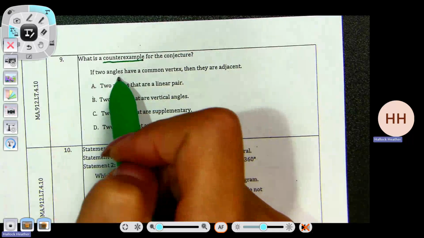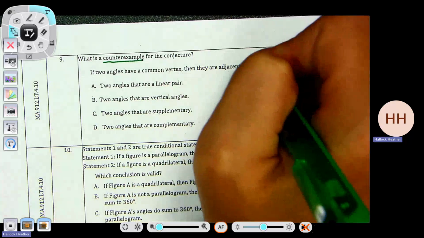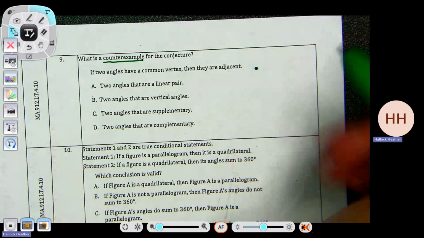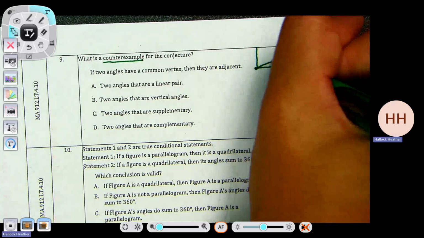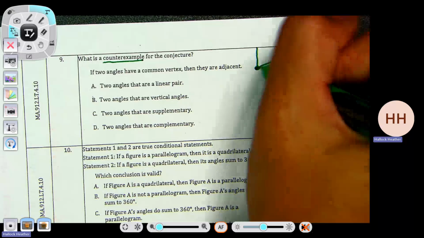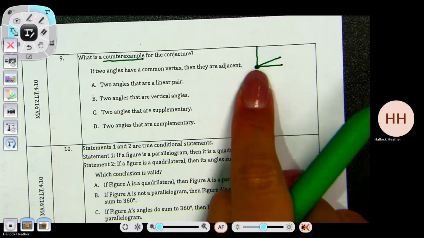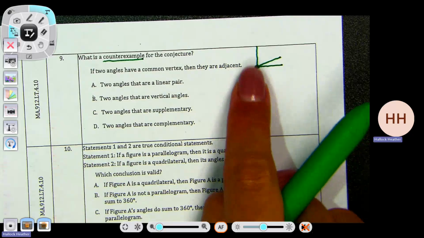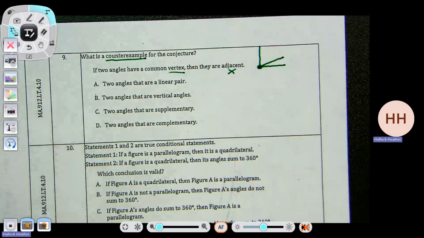So if 2 angles have a common vertex, they are adjacent. So what they're saying is if they share a common vertex, which is a corner, they always have to be adjacent. They always have to be next to each other. This is your vertex. They're next to each other. That's a false statement. They could share a point. They could share a vertex, but not be adjacent. So we're looking for something like that.